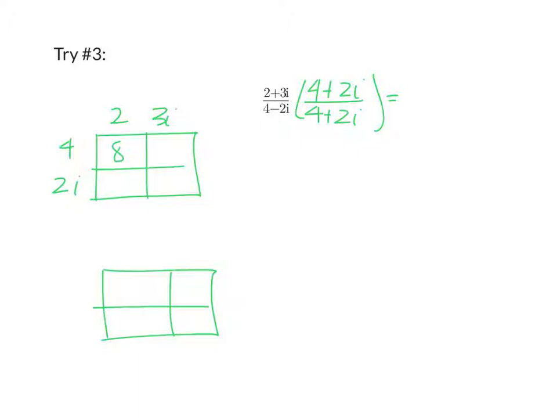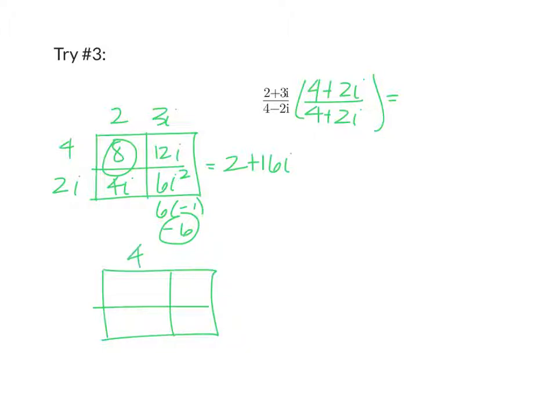4 times 2 is 8. 2 times 2i is 4i. 4 times 3i is 12i. 3i times 2i is 6i squared, which is really 6 times negative 1, which gives us negative 6. So if I combine like terms, 8 and negative 6 will give me 2, and then 12i plus 4i is 16i. So that's my numerator.